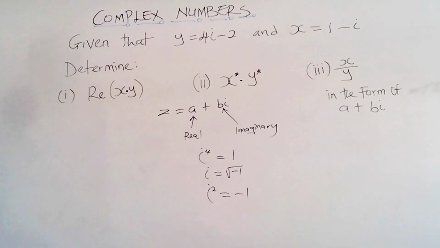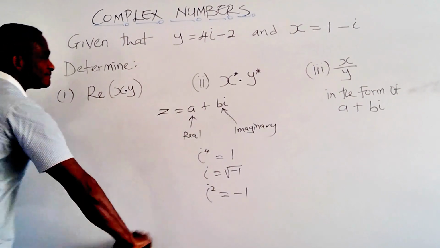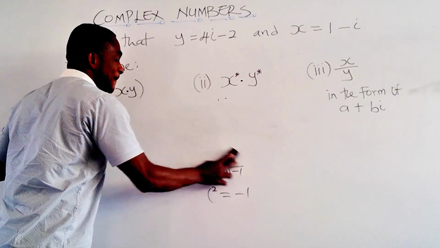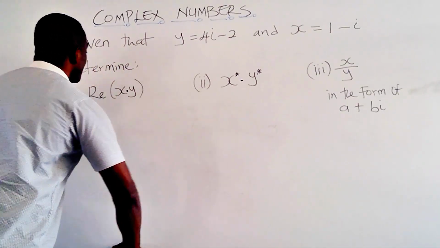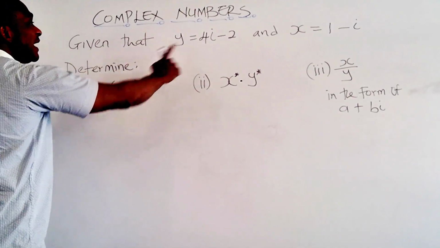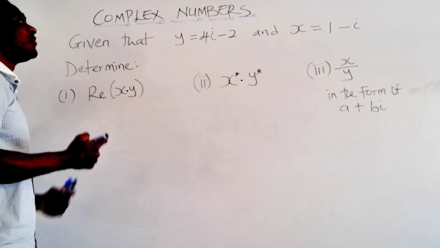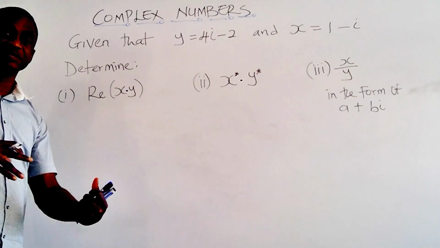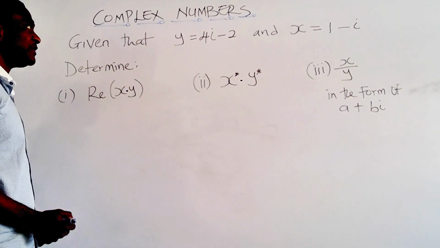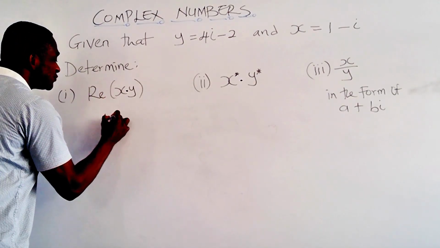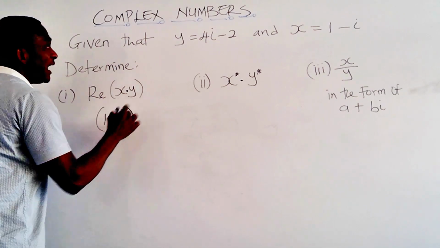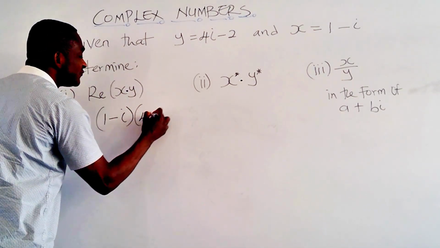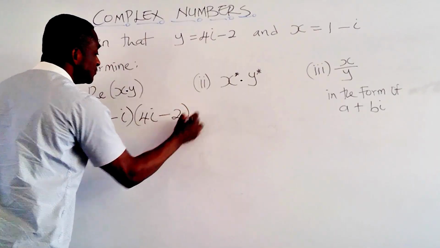Real of xy. So let's go through this. xy means multiply x and y and write out the real part of it. Leave out the imaginary part. So our x is 1 minus i, and we have our y as 4i minus 2.